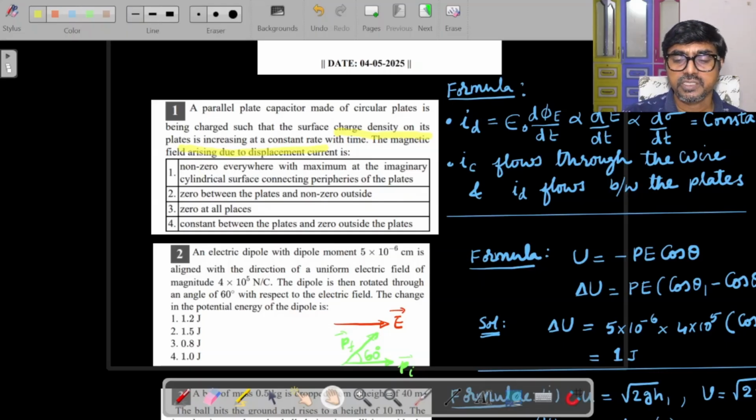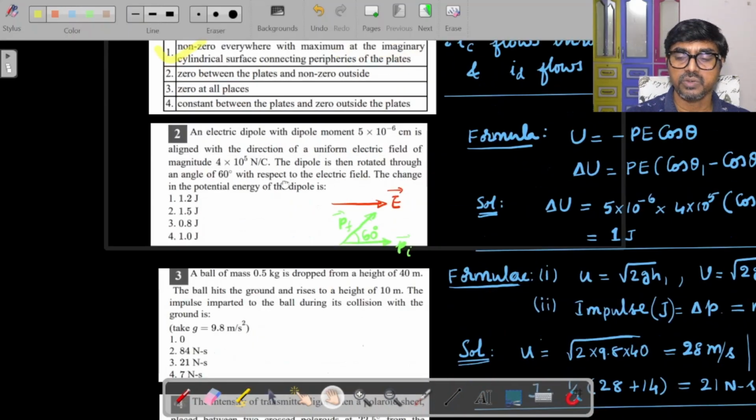Zero between the plates and non-zero outside, that's absolutely wrong. Zero at all places, that's wrong. Displacement current also produces magnetic field. Constant between the plates and 0 outside the plates. Constant between the plates, all right, constant, non-uniform but constant. But 0 outside is wrong. So that's why the fourth option is also eliminated. Out of all the four, one is the correct option, the most appropriate option rather. Okay, that is the answer to it.